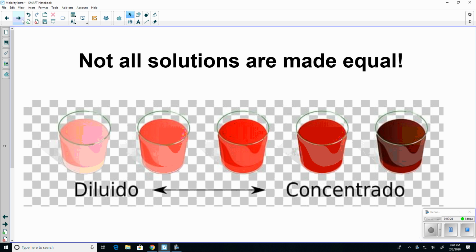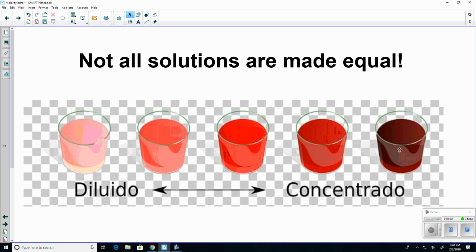We've talked about how some things are able to mix, other things are not. We've talked about how to speed up the rate at which things are dissolved or not. What we now need to go over is how some solutions have more solute in it than others. For example, I have up on the smartboard right now, if it was a red dye solution, this one on the far left would be considered to be very dilute. The one on the far right would be very concentrated.